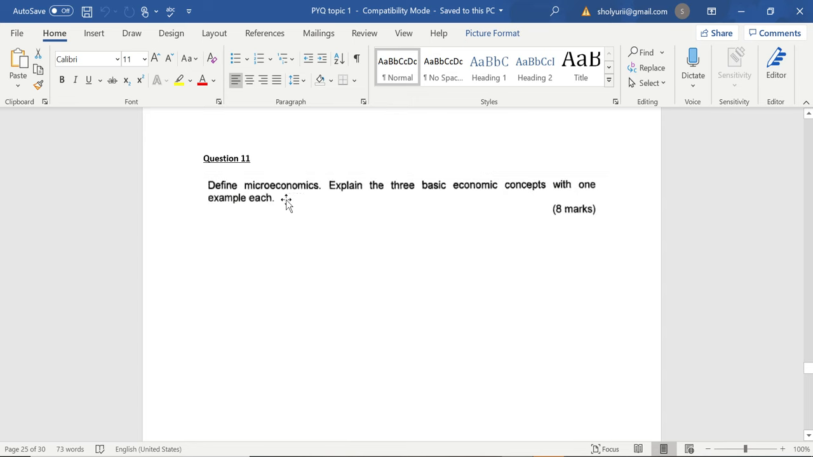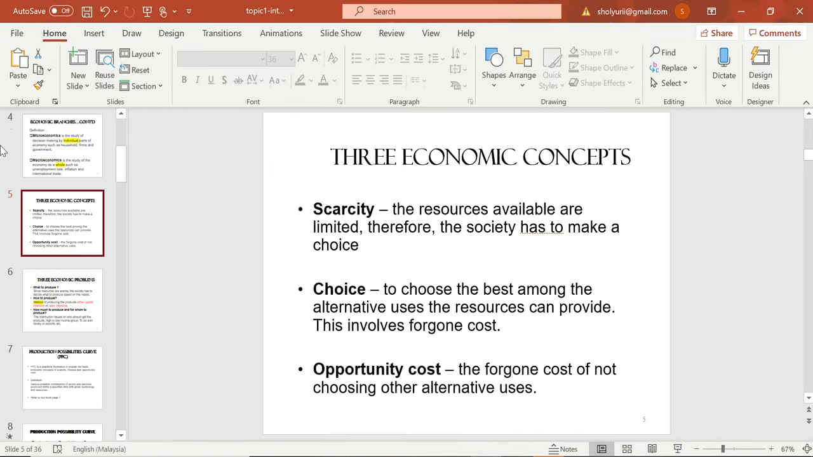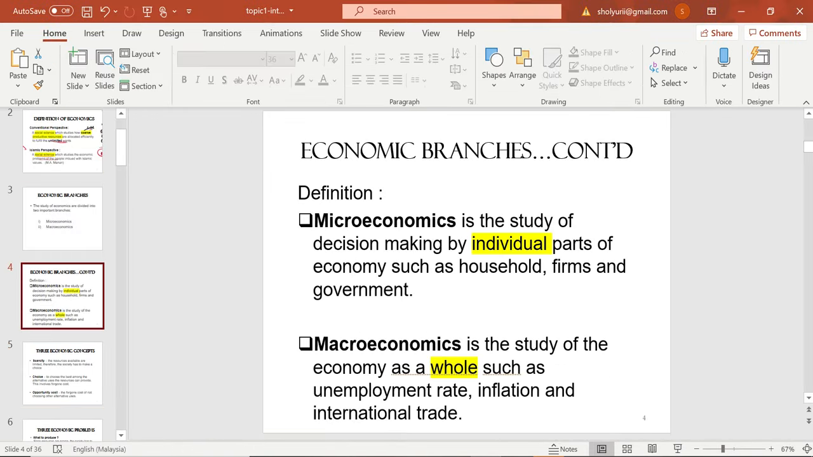Okay. Define microeconomics. Just now, economics is the social science that studies human behavior. Social science basically studies human behavior, and you don't need to mention it again. The social science that studies how limited resources are used to fulfill the unlimited wants of humans. So you must explain that. And microeconomics is the study of the decisions made by individual parts of the economy, such as households, firms and the government.